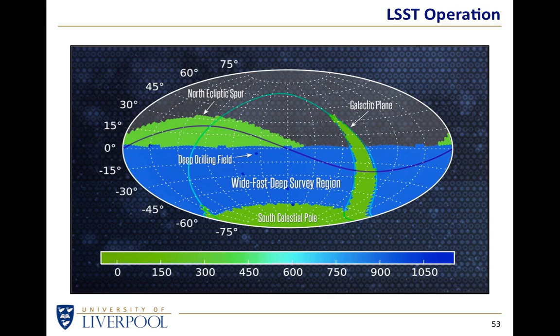Less in the South Pole. You notice that's green, so the South Pole is not going to be visited quite as often as the rest of the sky, simply because the South Pole isn't very high as seen from Chile, and you're looking through a lot of atmosphere, so there's a limited benefit in taking a long set of data from that particular part of sky. There will also be so-called deep drilling fields, meaning if there is a particular area of interest, a particular galaxy cluster, they might come back and visit that more often than 1,000 times during the whole of the survey.